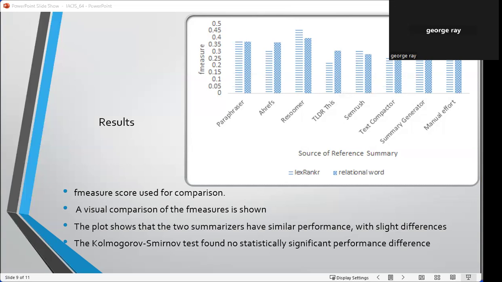The KS test on the F measure scores of the 2 candidate summaries resulted in a D statistic of 0.5 and a p-value of 0.2827. Since the p-value is greater than 0.05, we cannot reject the null. And the null is that the 2 sets of F measures are similar enough to have come from the same population. The results show that the Kolmogorov-Smirnov test found no statistically significant performance difference between LexRanker and the relationship word summarizer.